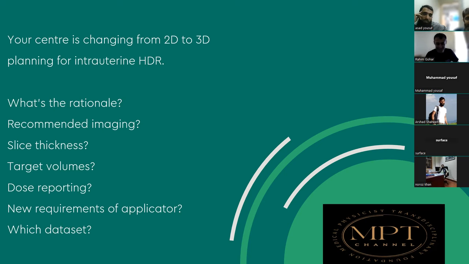First rationale is that in 2D, we just use the Manchester system, the point dose measurement, point A optimization. And in 3D, we do the volumetric adjustment to the high risk volume, the concept of high risk volume. Rather than the CTV, they mark high risk volume. And the recommended imaging is the MRI for the 3D case. But still, people are using CT and fuse the MRI for volume delineation. The recommendation is the MRI.